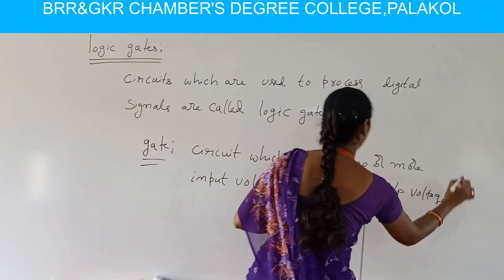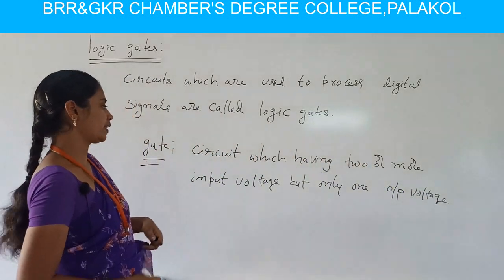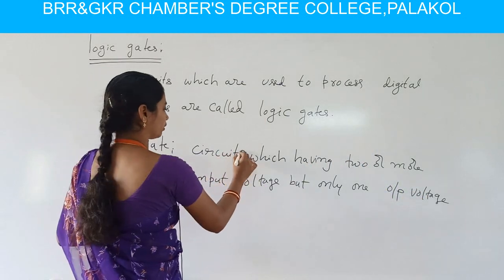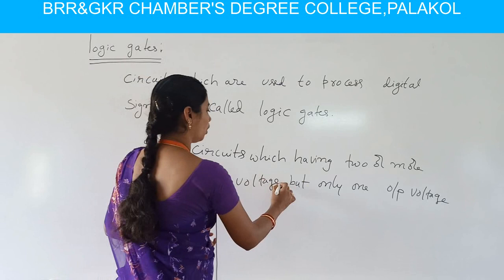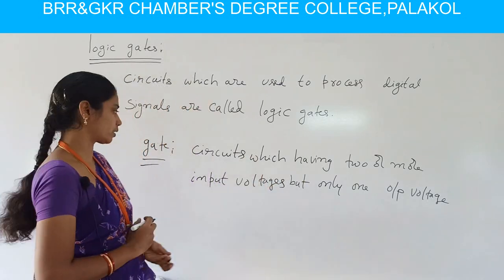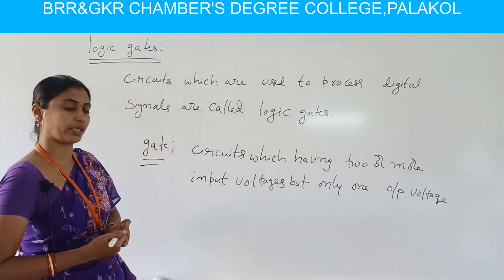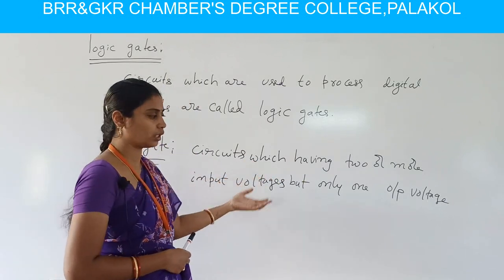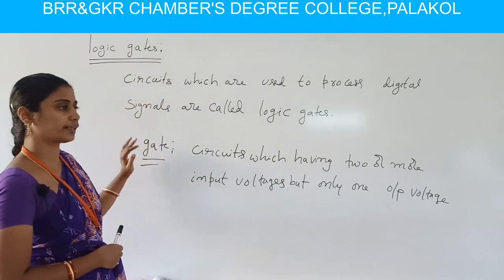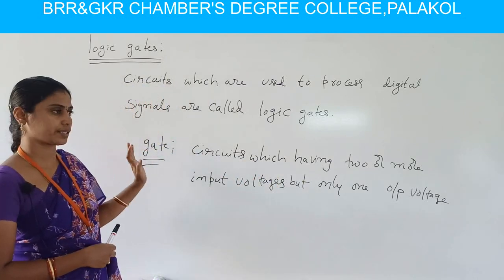Here, what is a gate? A gate is a circuit which has two or more input voltages but only one output voltage. Such circuits are said to be gates.